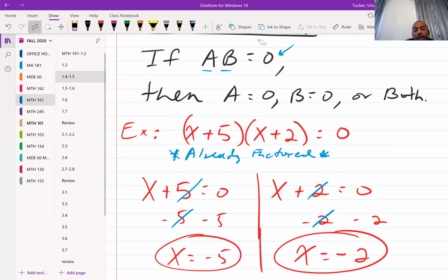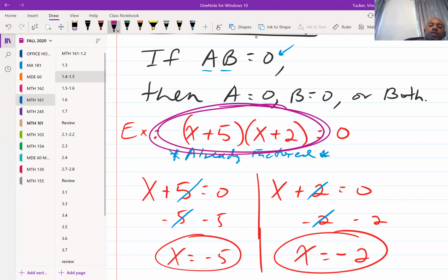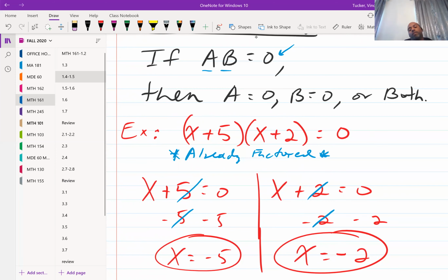So you take x plus 5, set it equal to 0, subtract 5 from both sides. One of our solutions is x equal to negative 5. And do the same thing with x plus 2. And our other solution is x equal to negative 2. All right, so that's why we have to factor. Factoring puts us in this position right here. Once we factor, then we can set each factored piece equal to 0 and solve.